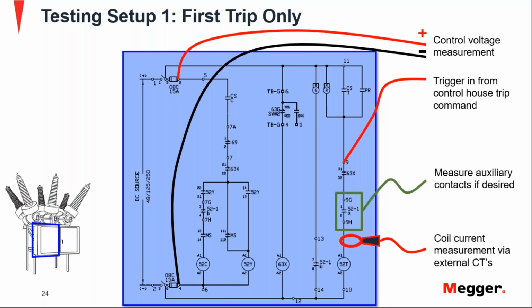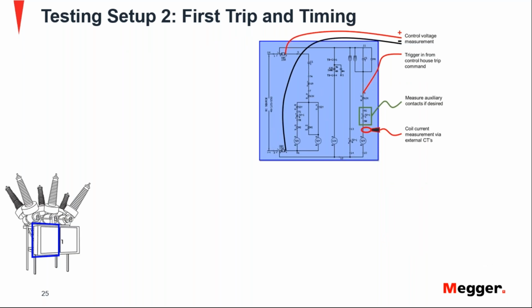Now, you can also connect to other auxiliary contacts if you want to measure the timing of the auxiliary contact. So that is an extra thing that you can get from first trip, not necessary for the basic measurement. So that is one setup. The other setup basically includes more connections or more information.